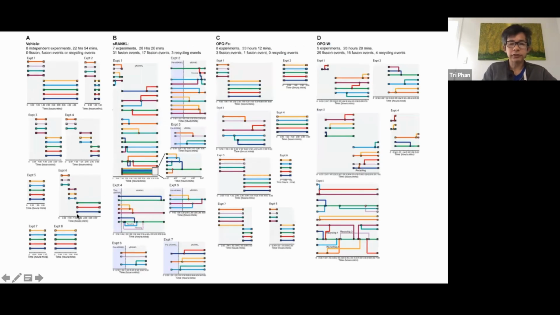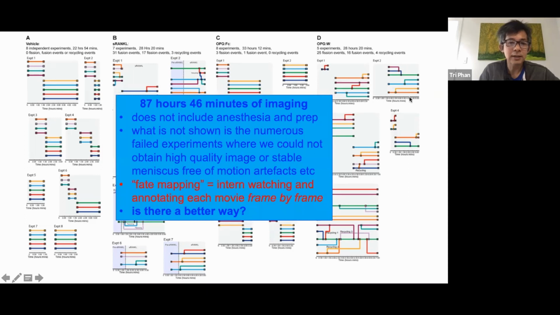So this is one of the supplementary figures from the paper. One of the reasons I wanted to bring it up was just to show you that if you added all this up, then this is 87 hours and 46 minutes of imaging. Now, of course, that's what's gone into the paper, but at least twice as much time has gone into imaging experiments that just did not work, whether because of the problems that I mentioned before, problems with the meniscus, problems with flatness of field of view, problems with the surgery, etc.